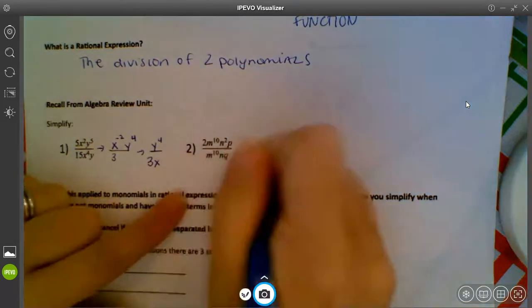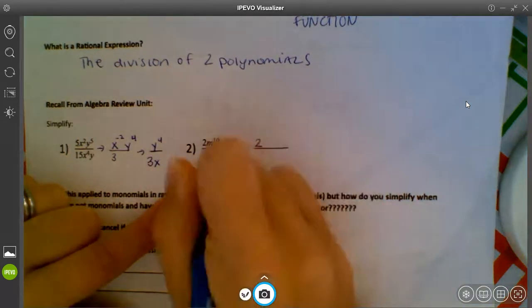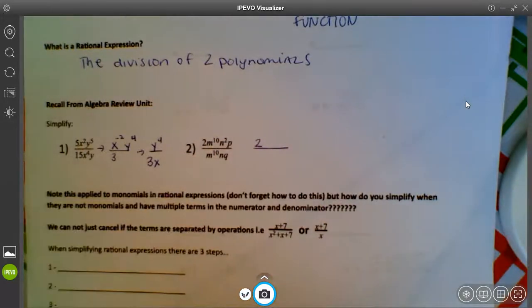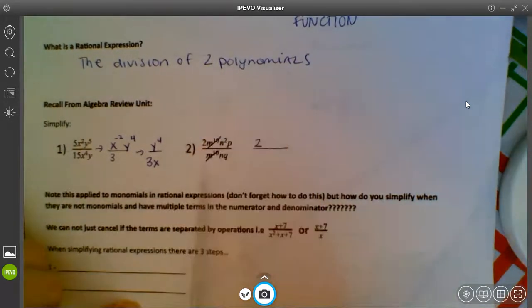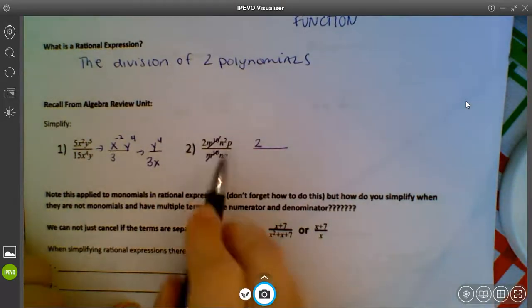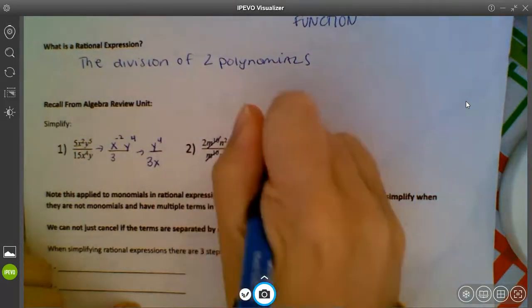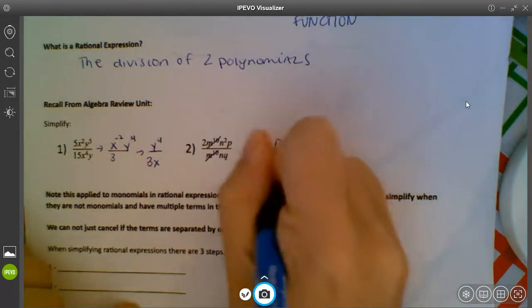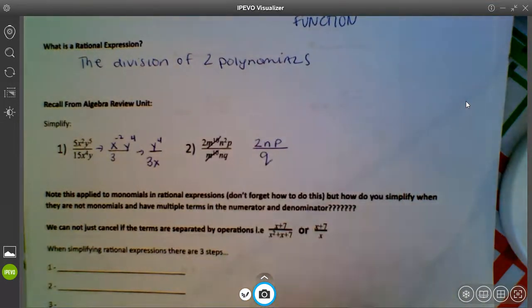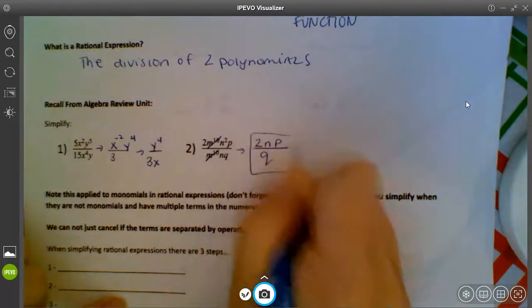For this one, there's no numbers, so there's still the 2 on top. You have an m to the 10 and an m to the 10. What happens when you do 10 minus 10? You get 0. Or, so to say, these 2 cancel out. Then you have an n squared minus an n, so you have an n up top. You have a p and a q. Those don't have any partners. So that's what happens when you simplify this.